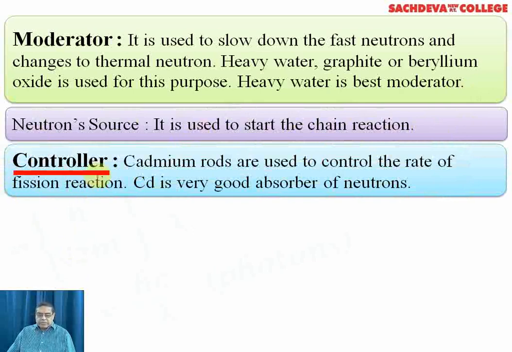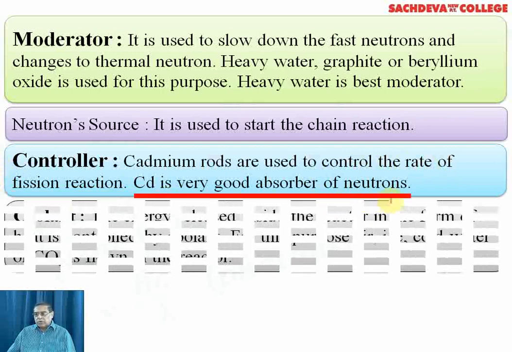Now we come towards the controller. The control rods are in the form of cadmium or boron. Cadmium is a very good absorber of neutrons, so cadmium rods are used to control the rate of the fission reaction. Cadmium is a very good absorber of neutrons.